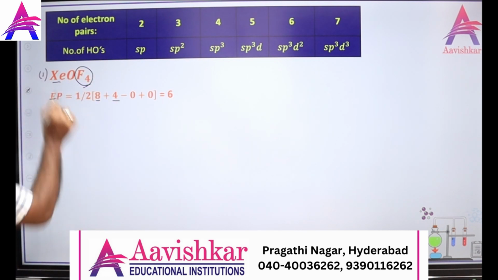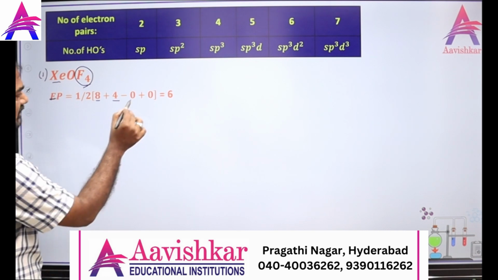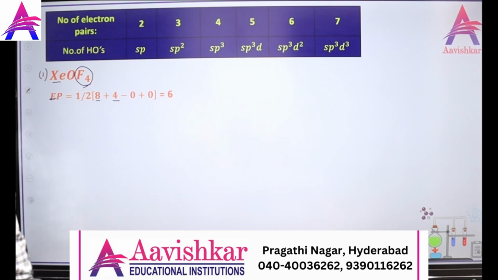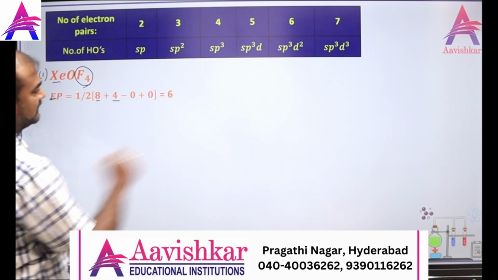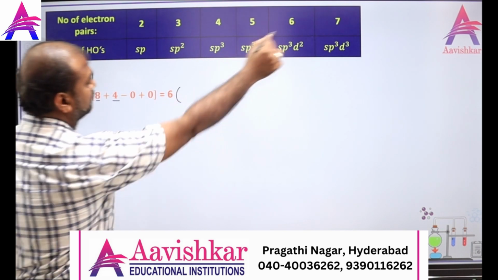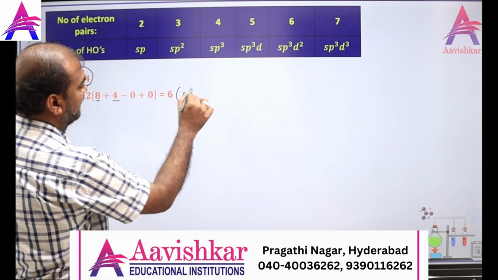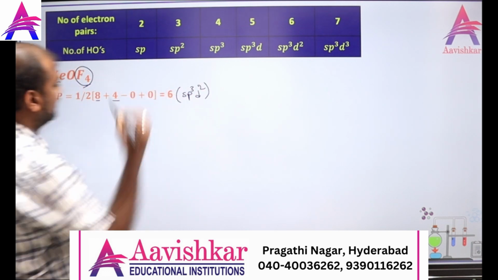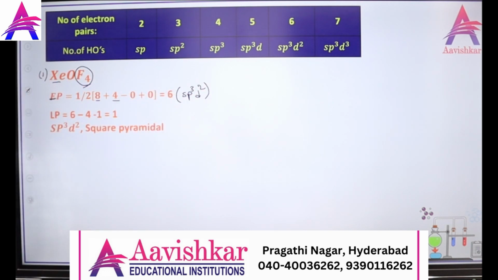This is about the one. The molecule is said to be neutral, that means it has no charge. So minus 0 plus 0, here 8 plus 4 will be 12. 12 by 2 will be 6. The 6 indicates the hybridization is what? It is sp3d2.